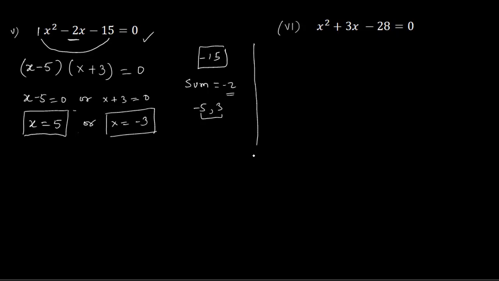Let us simplify this equation. Here we are looking for two numbers such that their sum is 3 and product is 28. So can we find two numbers? Let us factorize 28 into two parts. Possible factors of 28 are 14 and 2, or 4 and 7.